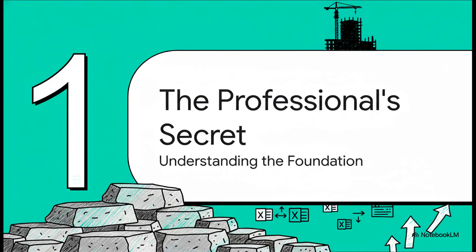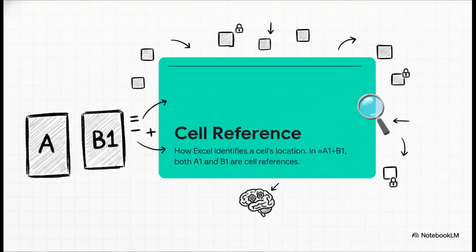You can't build a skyscraper without a rock-solid foundation, and when it comes to financial modeling, this is it. First off, what even is a cell reference? Well, it's super simple. It's just Excel's address system. It's how it finds the cell's location. When you type equals A1 plus B1, you're just using two cell references to tell Excel, hey, go grab the number in this box and add it to the number in that box. Easy enough, right?